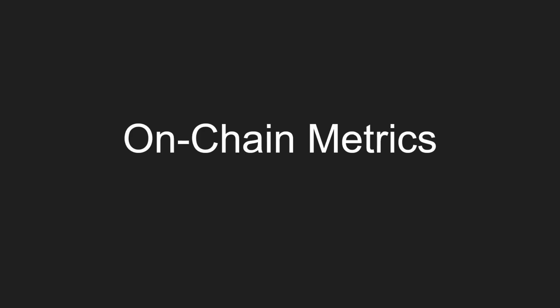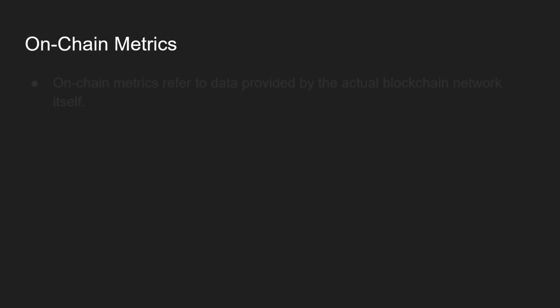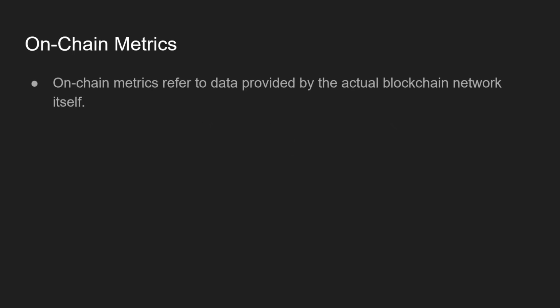Welcome back, everybody. This particular lesson video series will focus specifically on on-chain metrics. On-chain metrics refer to data provided by the actual blockchain network itself. It's data pulled and derived from analytics and sources that interact with information that's exchanged on the blockchain.